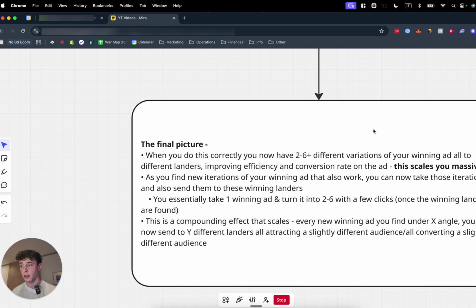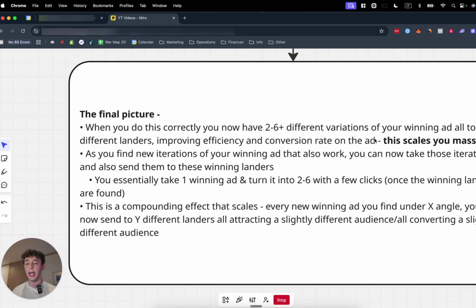So the final picture of how this looks when it all comes together is you now have 2 to 6 different variations of your winning ad, all to different landers, improving efficiency and conversion rate on the ad. This scales you massively, right? So instead of just one winning ad, you now have that winning ad to a new lander, to the third lander, to the fourth lander, to the fifth lander, and you say, Don, this may be overkill. It works, right? Is it overkill? Maybe, but it works, okay?